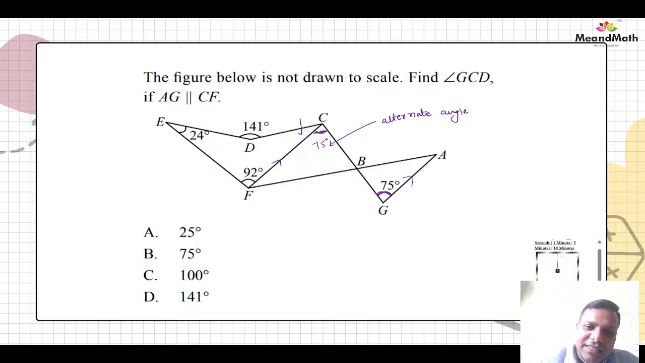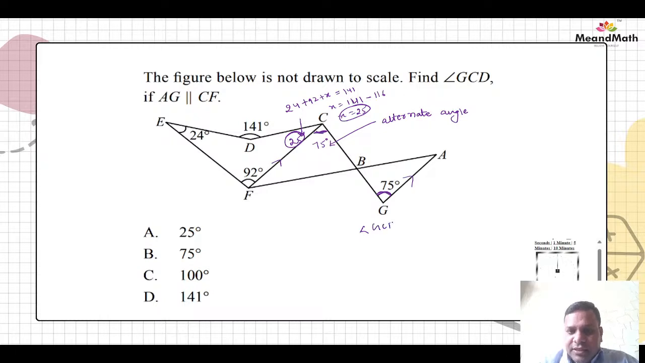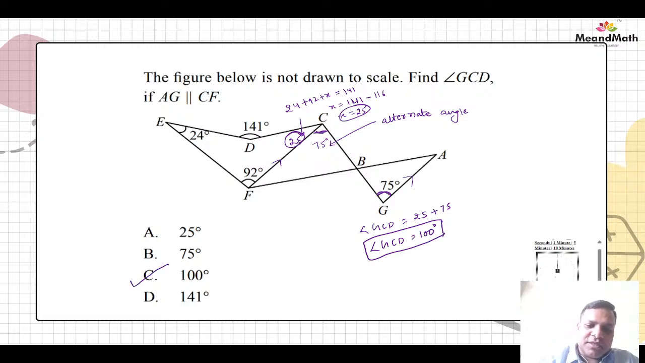Okay. And for this angle, use the sum of angles in a quadrilateral. So 24 plus 92 plus x is equal to 141. So x is equal to 141 minus 116. So x is equal to 25. X means this angle is 25 degree. So angle GCD is equal to 25 plus 75. Angle GCD is equal to 100 degree. Which option is correct? C option is the correct one.